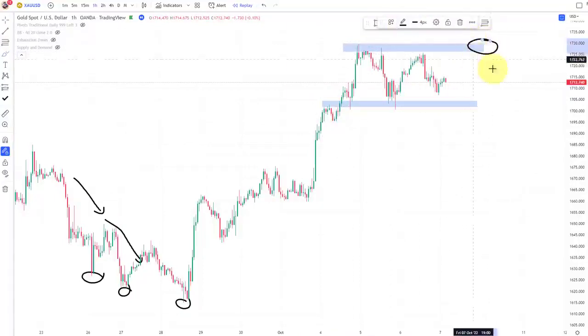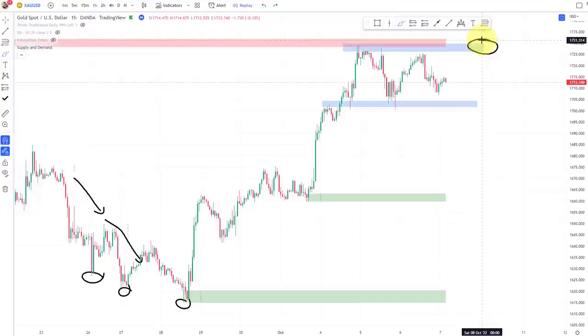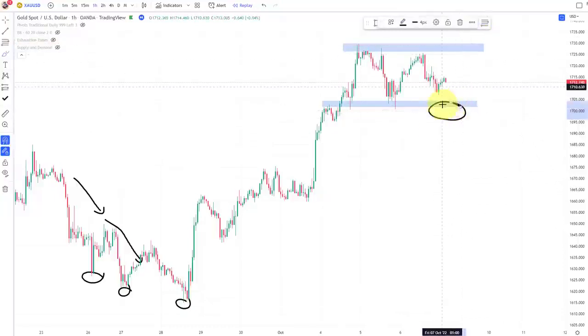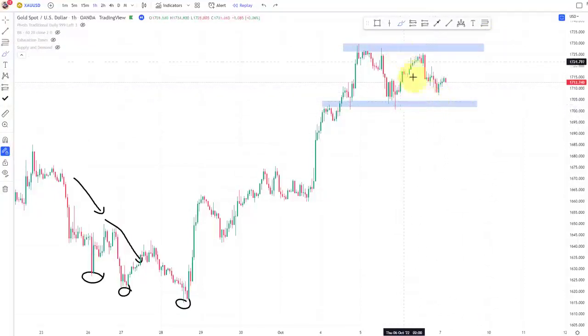And clearly, if we get above this area, which is here our supply zone, it's also the high and lows here. If we get above this, I would clearly turn very bullish again. But if we get below this area, this is a market that screams short. And that is how you could develop a trading plan.